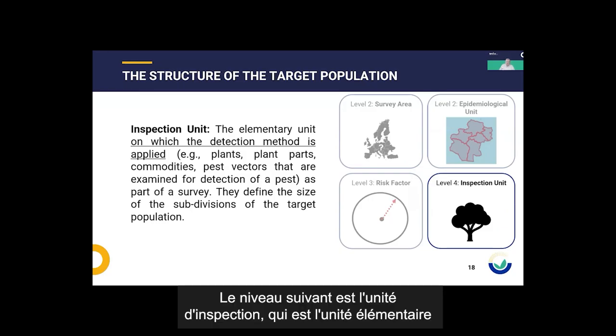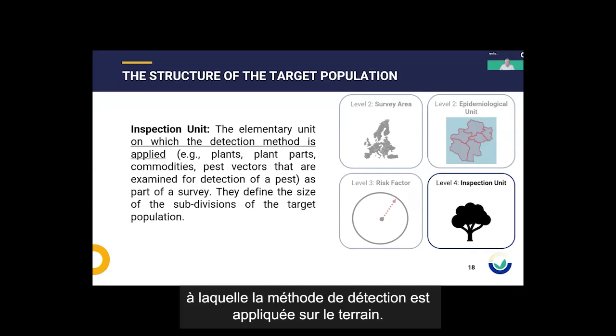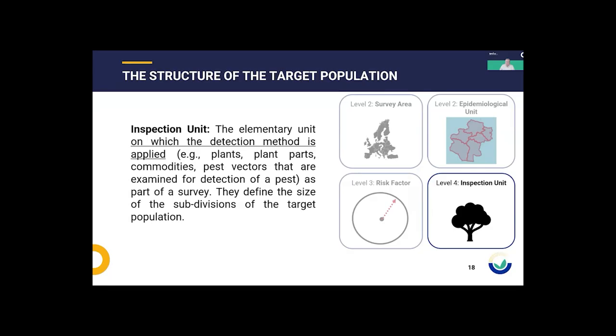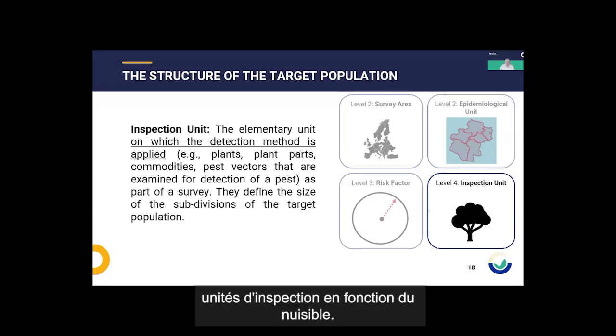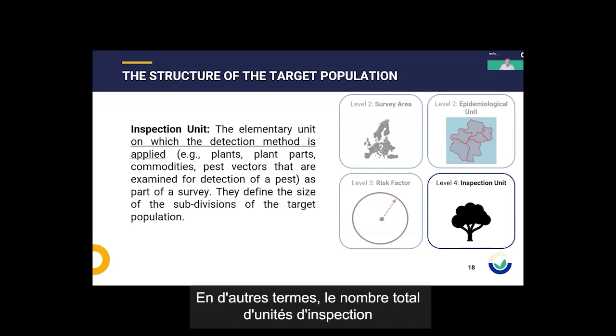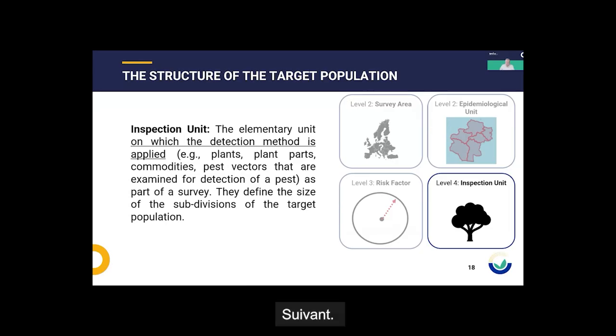So the next level is the inspection unit. That is the elementary unit on which the detection method is applied in the field. We can have different inspection units depending on the pest. But the important thing is that it is defined, because the number of inspection units defines the size of the target population, meaning that the total number of inspection units is the size of the target population.